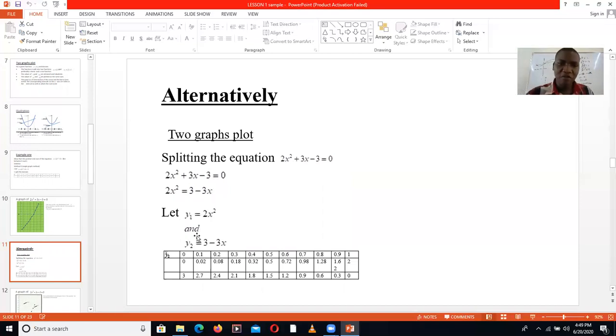Then I also split my domain. I'll have the x values. I have my first function here and another function there. So I keep substituting the x values in these functions and I'll end up with this table. Afterwards, I plot.